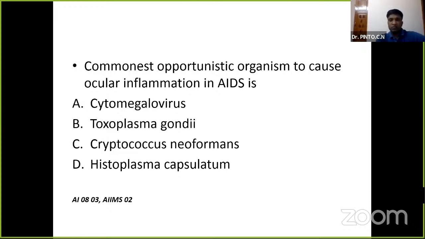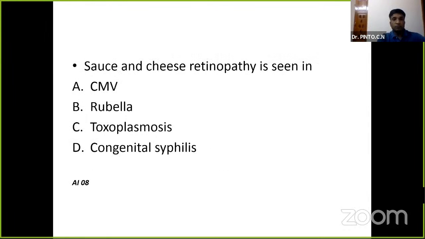Commonest opportunistic organism to cause ocular inflammation in AIDS is, this is again a straightforward question. This we discussed: cytomegalovirus, toxoplasma, cryptococcus, histoplasma. So the answer is cytomegalovirus. That is the most common viral infection in the case of HIV patients.